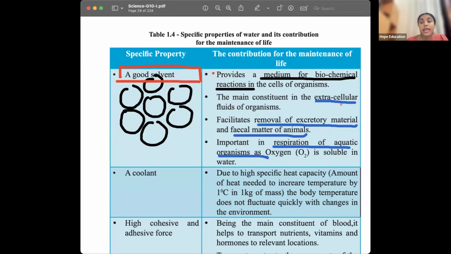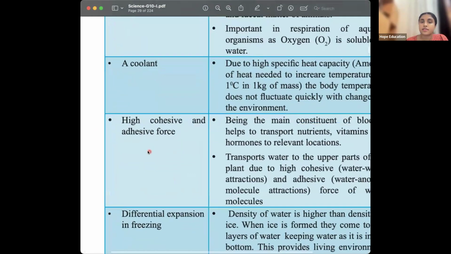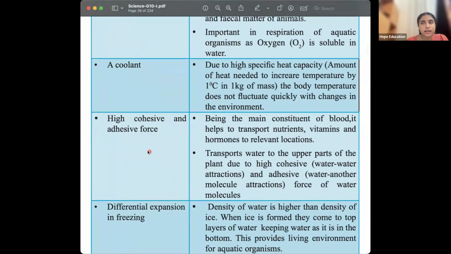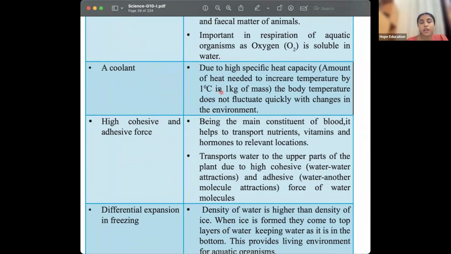All right. Then let's move on to the next part. Let me erase this and move on to the next one. A coolant. What is meant by a coolant? Due to high specific heat capacity, the amount of heat needed to increase the temperature by 1 degree in 1 kilogram of mass. Don't worry about the definition. You are now asking what specific heat capacity is, right? It's something that we are going to be learning much later.